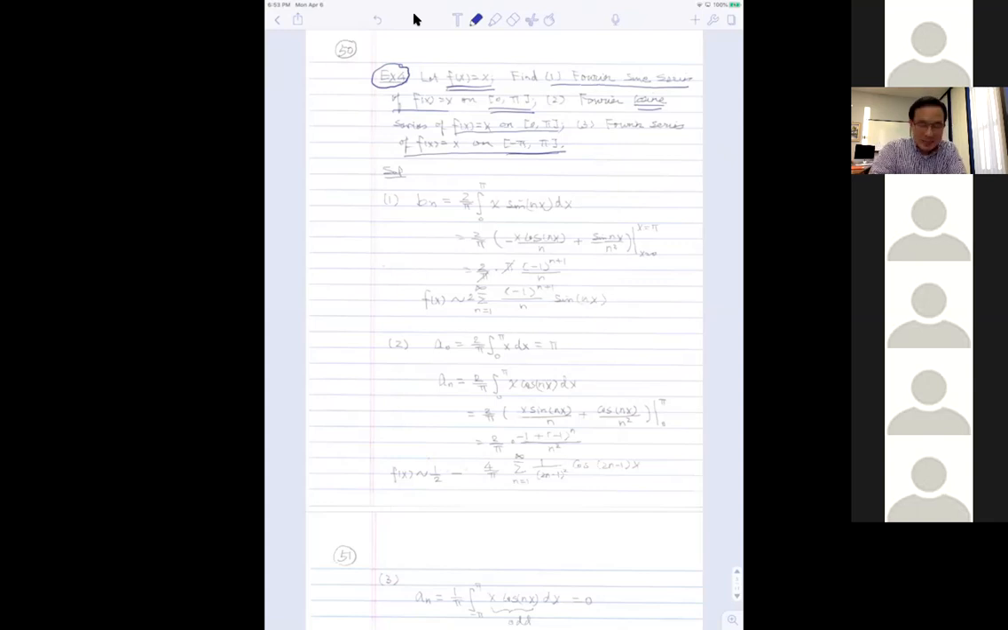Okay, so let's continue with this example number 4. You're given a function, and you're asked to find a Fourier sine series on the interval from 0 to pi, then a Fourier cosine series of this same function from 0 to pi, and then a Fourier series of this function from negative pi to pi.